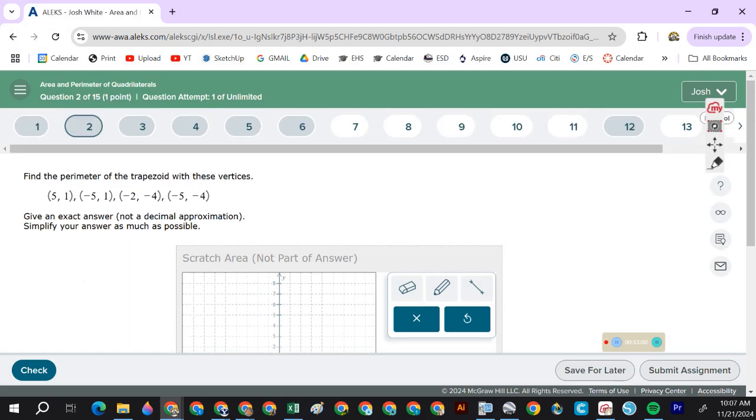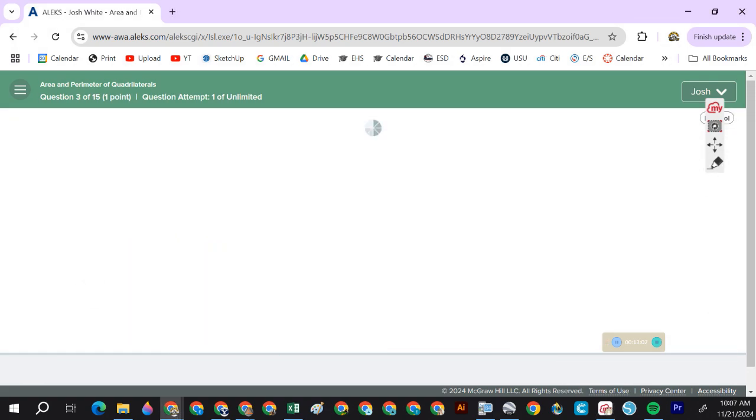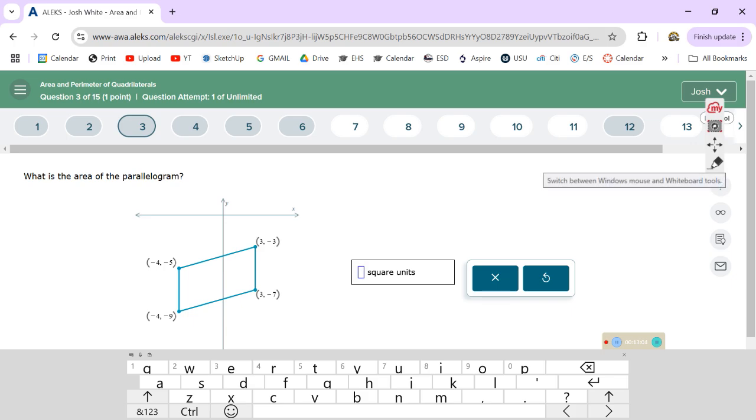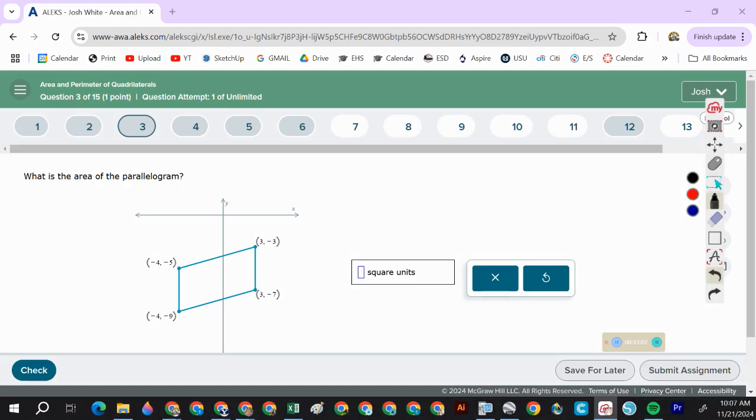Okay, number 3. All right, area of the parallelogram. So we just need a rectangle. The base of that rectangle goes from negative 4 on the x to 3, which is 7. The height of the rectangle is from negative 9 to negative 5, which is 4. So the area of the parallelogram is just 4 times 7.